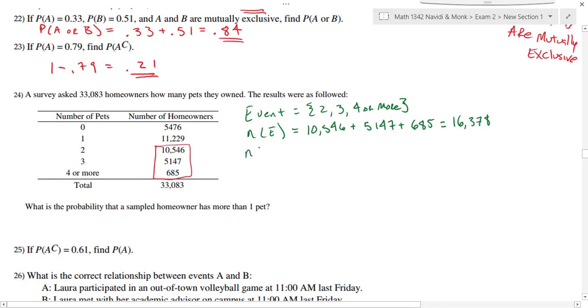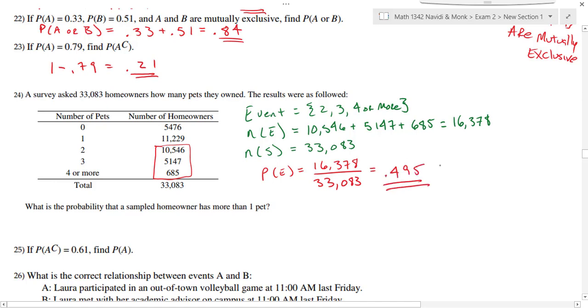78. I also need to know the number of elements in my sample space. How many elements are in my sample space? 33,083. So the probability of my event is going to be the number of elements in my event divided by the number of elements in my sample space. And when I put that in my calculator, I get a decimal approximation of 0.495.